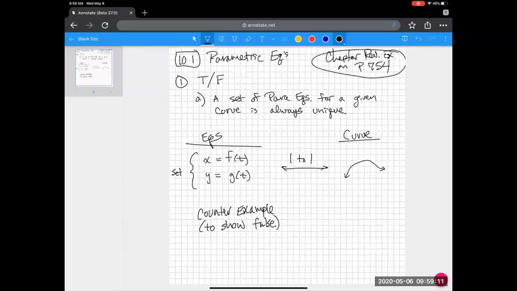I think the simplest way is just what if we just went like x is equal to t and then y is equal to t plus 1. Okay, so I'm going to take the liberty of sketching the curve that would produce, okay?